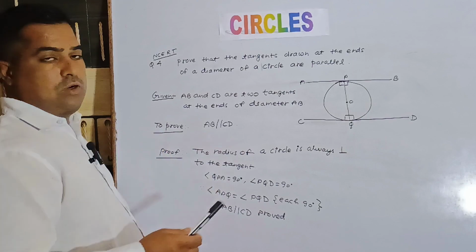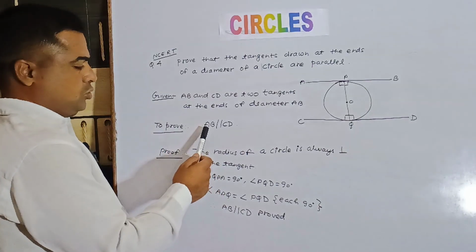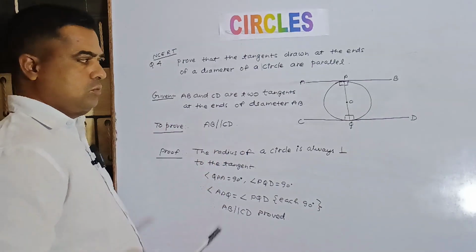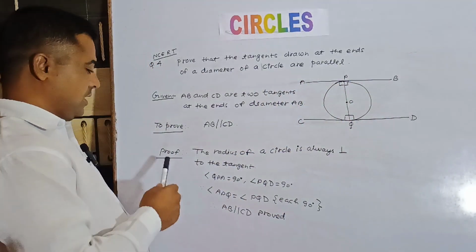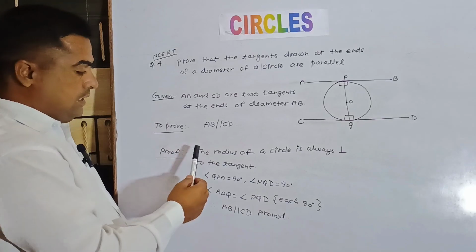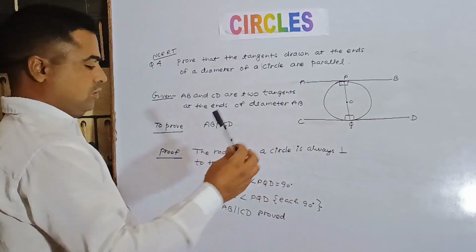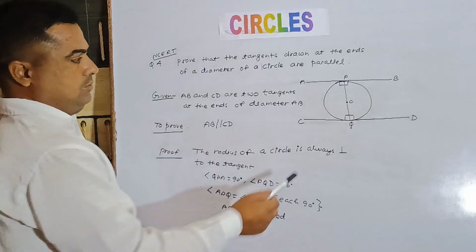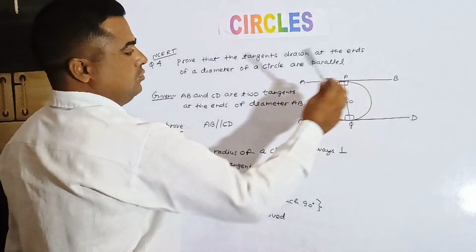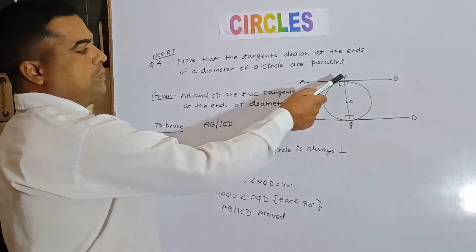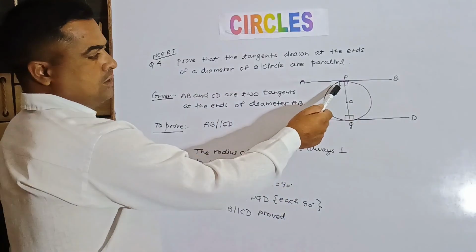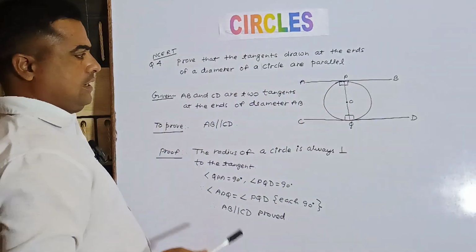To prove, students, what we have to prove? We have to show AB will be parallel to CD. This tangent will be parallel to this tangent. Now proof, how will we show? The radius of a circle is always perpendicular to the tangent. OP is radius, AB is tangent. So both the angles will be 90, 90.